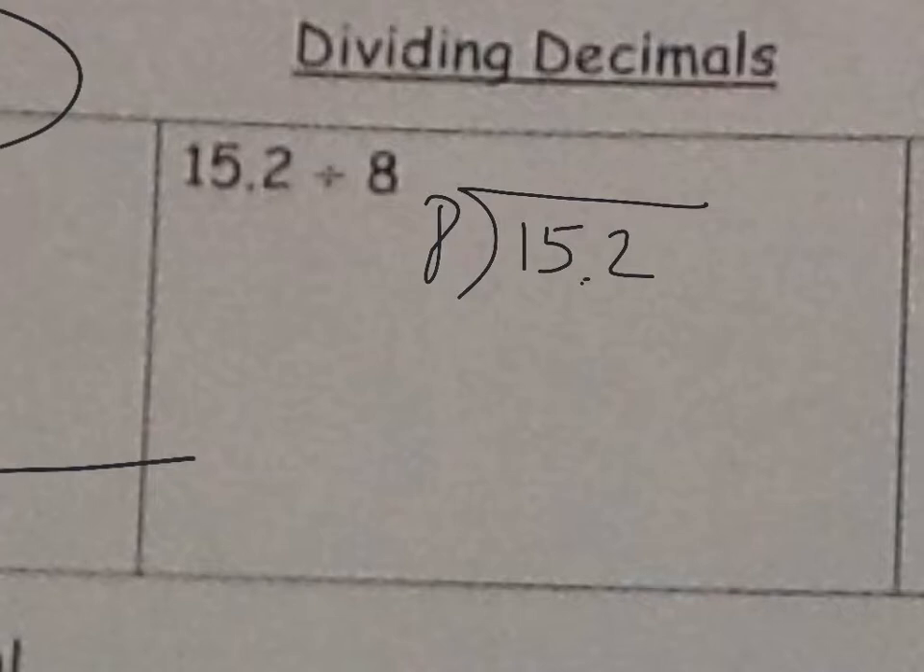So 8 doesn't go into 1, so we look at 2 digits instead. 8 goes into 15 how many times? Once. 1 time. Because 1 times 8 equals what?